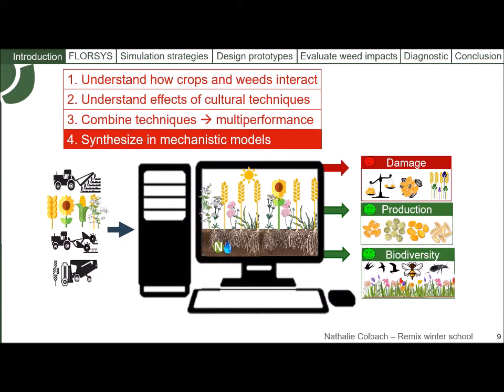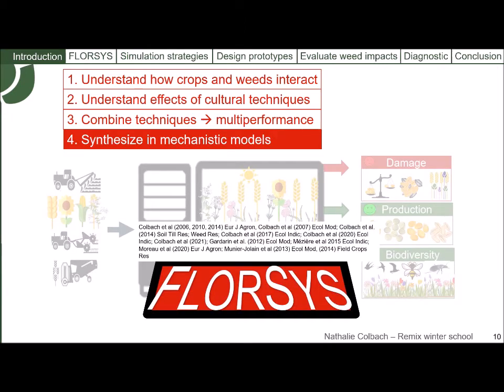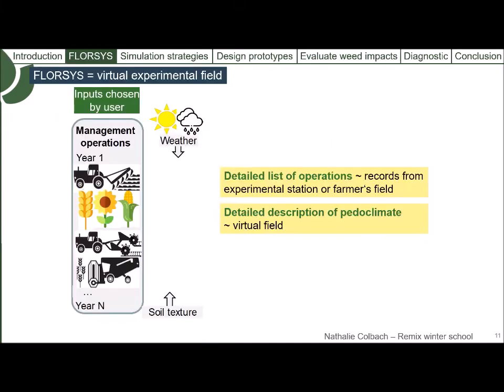And today I'm going to show you how we did this in the example of the FLORSYS model and how we used this model to design and evaluate cropping systems. FLORSYS can be considered as a virtual experimental field on which we experiment, we test different cropping systems. The user enters a very detailed list of operations in terms of dates and options. We also need daily weather over different years and a description of soil characteristics.